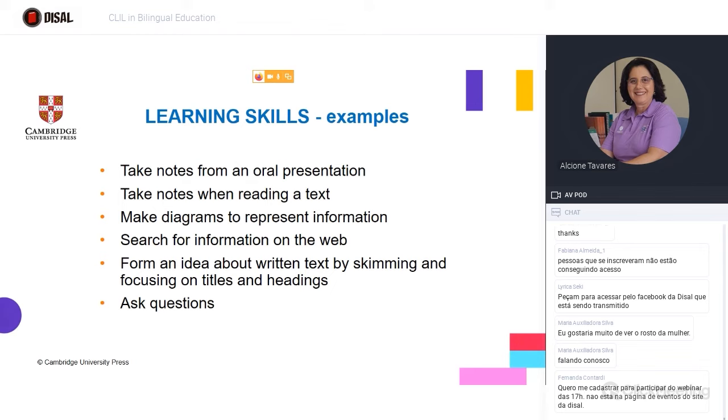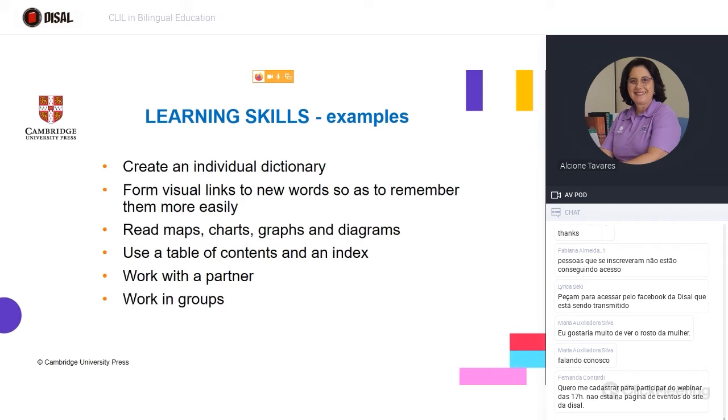Examples of learning skills that we are all very much familiar with: take notes from an oral presentation. Take notes when reading a text. Make diagrams to represent information. Search for information on the web. Form an idea about a written text by skimming and focusing on titles and headings. Ask questions. Create an individual dictionary. Form visual links to new words so as to remember them more easily. Read maps, charts, graphs, and diagrams. Use a table of contents and an index. Work with a partner, work in groups. So these skills, we help our students develop in our English lessons all the time.